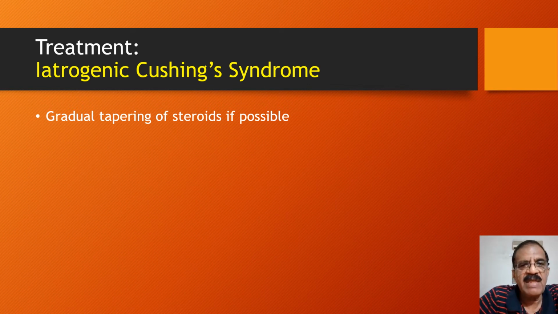Because patient has been taking steroids in large quantity for long, it is possible that his hypothalamic-pituitary-adrenal axes are suppressed. Once you withdraw steroid, patient may develop Addisonian crisis. So it has to be a very, very gradual process. Sometimes we have to give ACTH injection also to stimulate his adrenal glands, so that once steroids are taken off, his adrenals will start functioning.